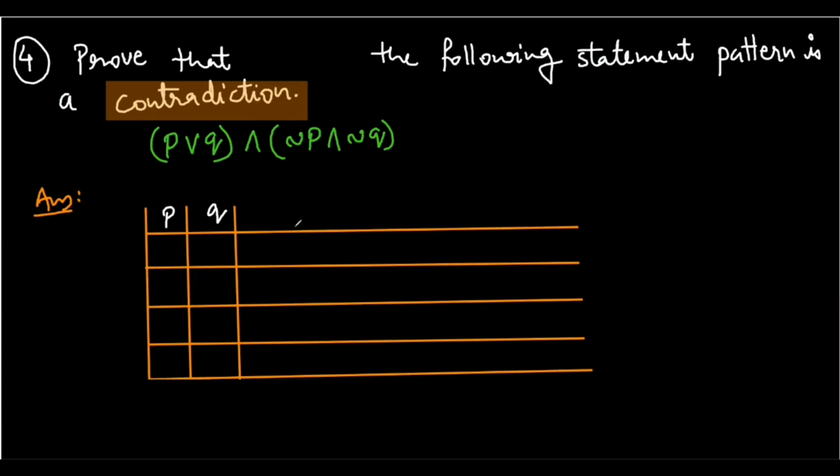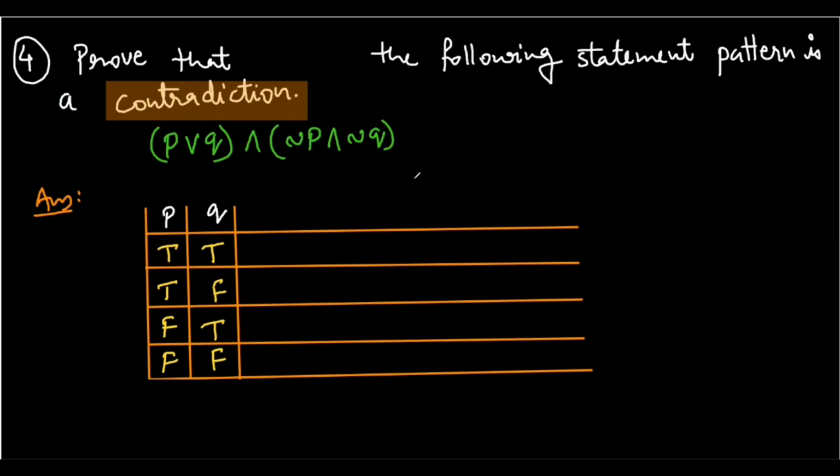Then I have to go for the columns. Let's make the entries under P and Q. You all know what the entries will be. It will be TTFF under P, and under Q, the second column, TF, TF.